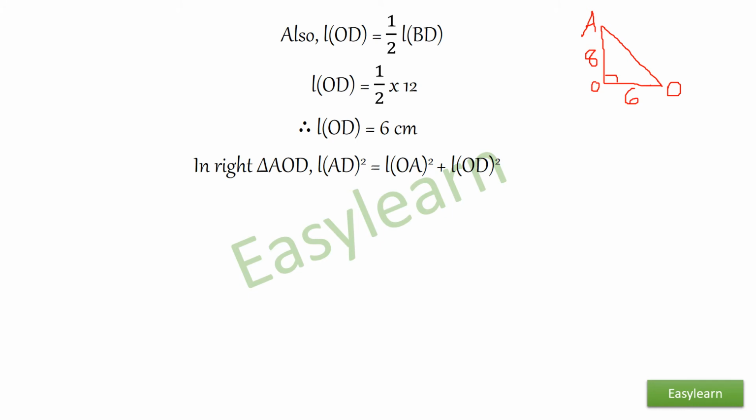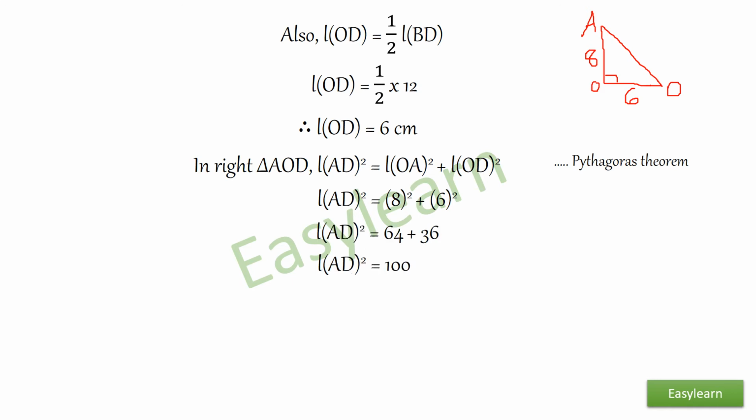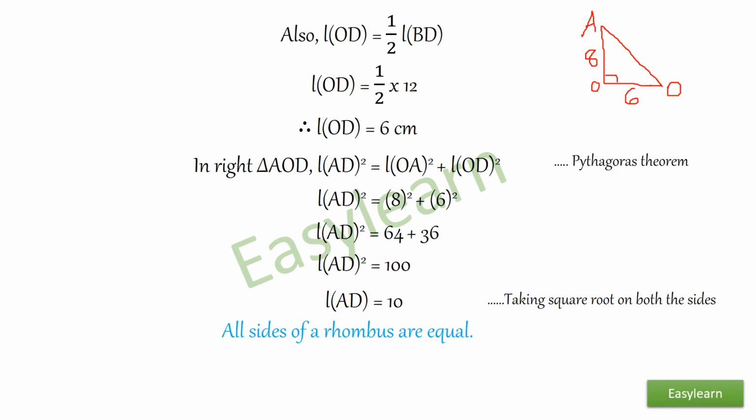Now again by Pythagoras theorem we get AD square is equal to OA square plus OD square. OA is 8, OD is 6. So we get 8 square plus 6 square, that is 64 plus 36. So therefore length AD square is equal to 100. Now again we don't want AD square, we want only AD. So we have to take square root on both the sides. So we get length AD is equal to 10. So thus we get the side as 10 centimeter.